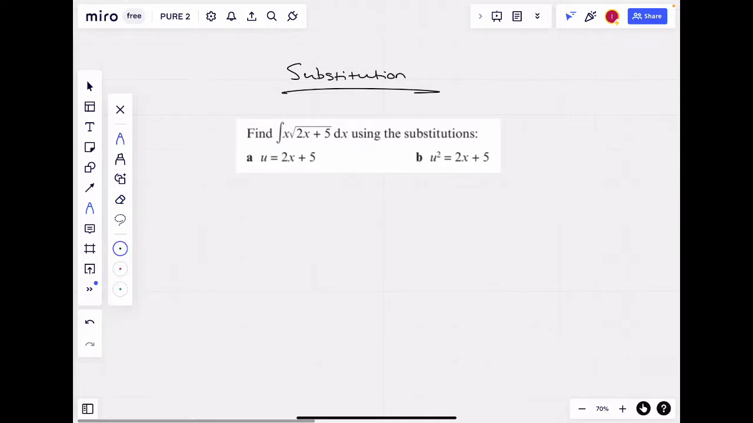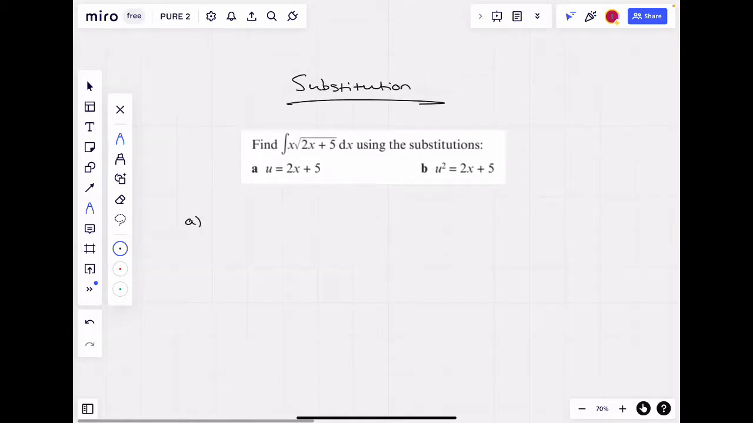What you want to do in integration by substitution is convert everything inside your integral from being in terms of x to being in terms of u. So the first step to do that is to rearrange your substitute equation. Rearrange your u equals 2x plus 5. And when you rearrange that, you get this. So now you have a substitute for x, which is now in terms of u. And we're going to plug that in now.